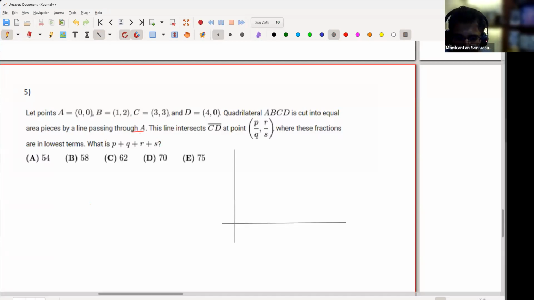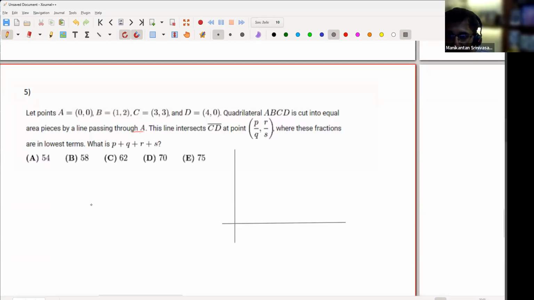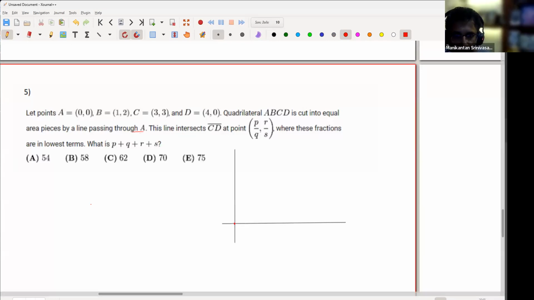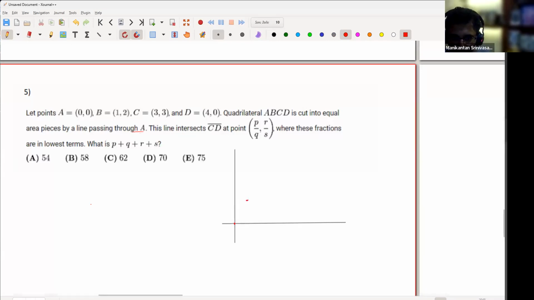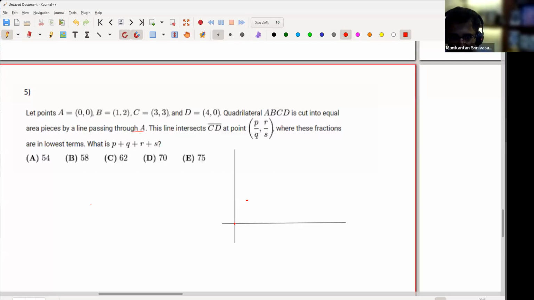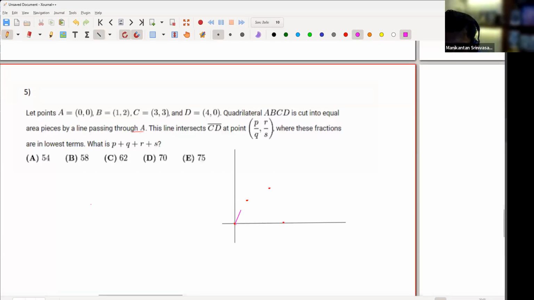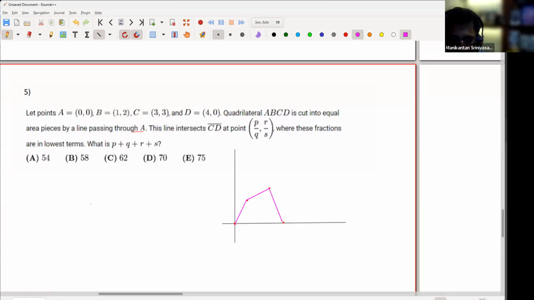Okay, so there are 4 points that are given. 0, 0 is a point which is on the origin. 1, 2 is roughly here. 3, 3 is somewhere here, let's say. And then there's 4, 0, which is somewhere here. So there is this figure. The quadrilateral goes from here to here, from here to here, and then the base. He's calling this A, this B, this C, this D.